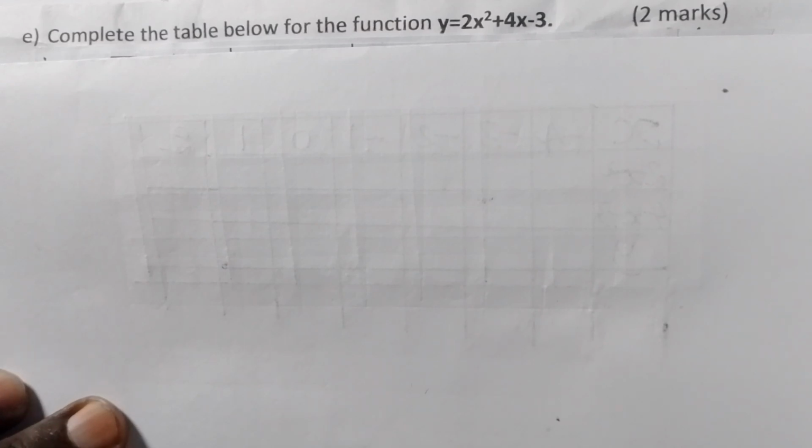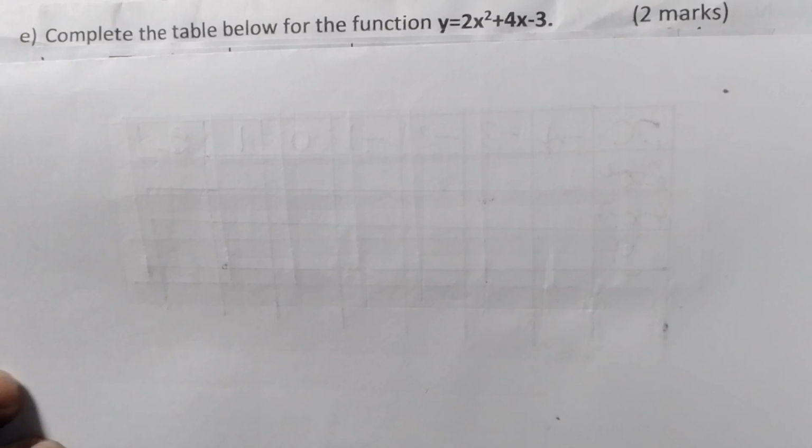Today we want to look at quadratic graphs and how we can use the given quadratic graphs to find the roots of the quadratic equation. So in part E, we are asked to complete the table below for the function y is equals to 2x squared plus 4x minus 3. Normally a table will be given to you, but I want us to do this together so that we can master our skill in filling the table.